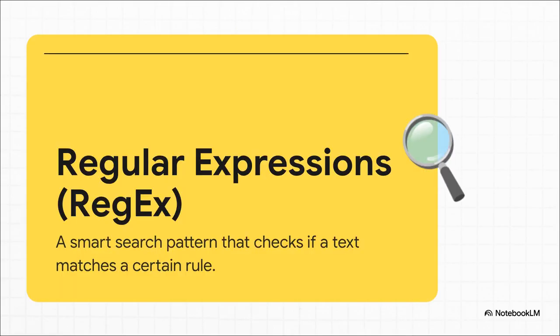It's called a regular expression, or just regex for short. And that definition you see here is perfect, a smart search pattern. Seriously, think of it like a tiny detective living in the code. It can instantly see if your text has an @ symbol, if it ends in .com, or really any other rule it's been told to look for.